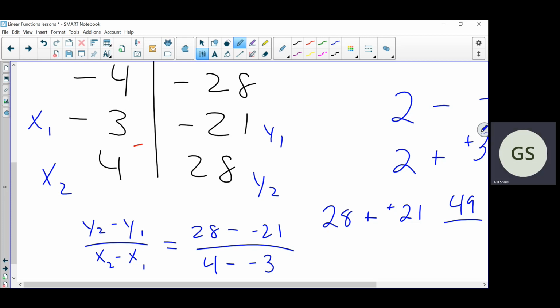So again, keep, change, flip. Now what is 49 divided by 7? Is that 8? Nope, close. 7. So the final answer would be 7. So I got it right. I said 7 was the right answer. 7 was also what was on the bottom.